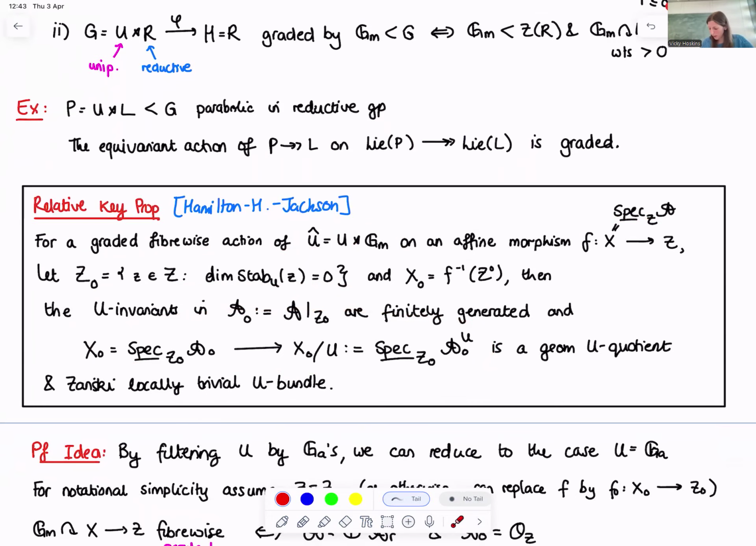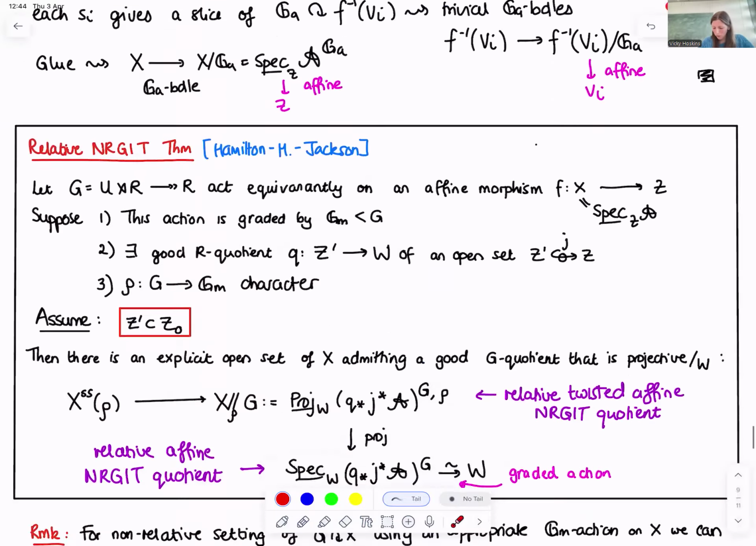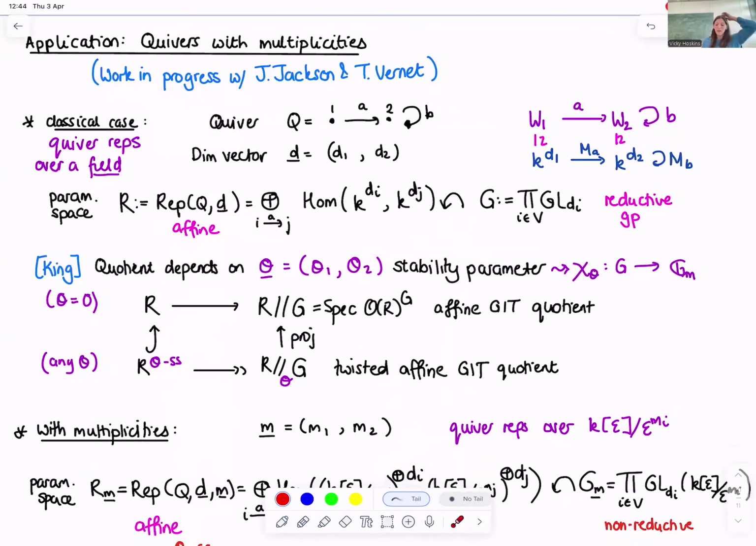Okay, I see that I'm running out of time, so I won't say anything about the proof. But maybe let me just move on to quivers with multiplicity, because I wanted to end with a nice application. This is joint work with Josh Jackson and Tanguy Vene.